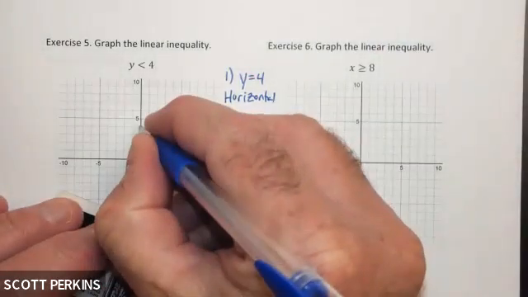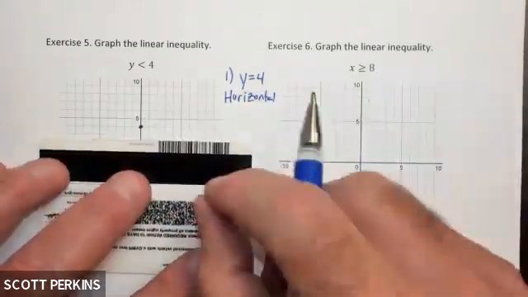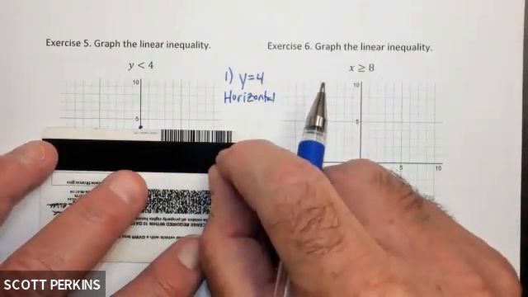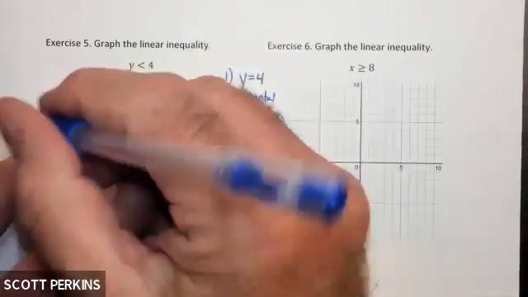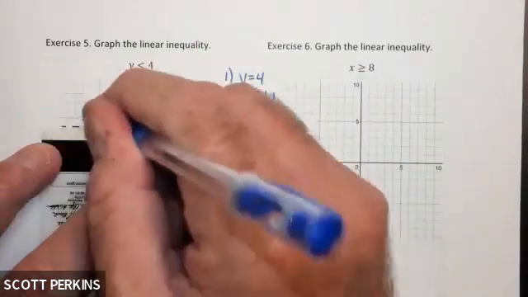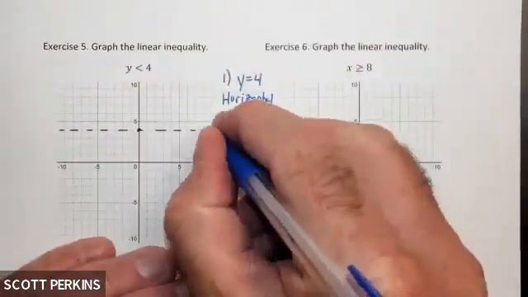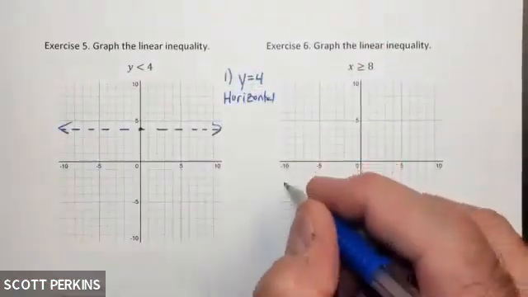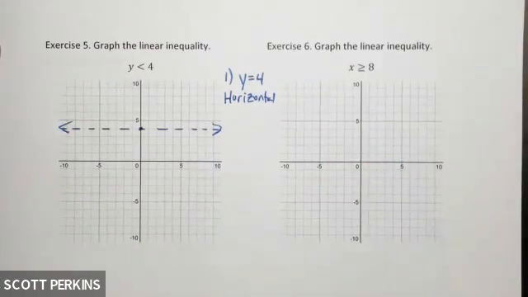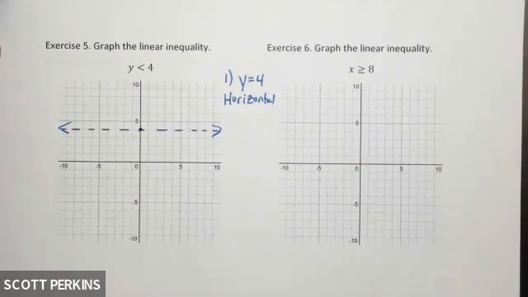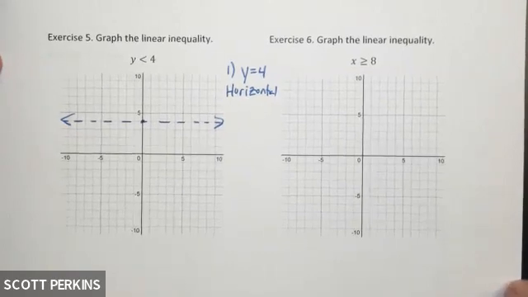So here's the y value 4. I'll put a dot there. Am I going to draw a solid or a dotted horizontal line? This one's going to be dotted. There's no equal. Again, this horizontal line represents the boundary, but it's not part of the solution. And then it's a horizontal line, so you don't need to test it.